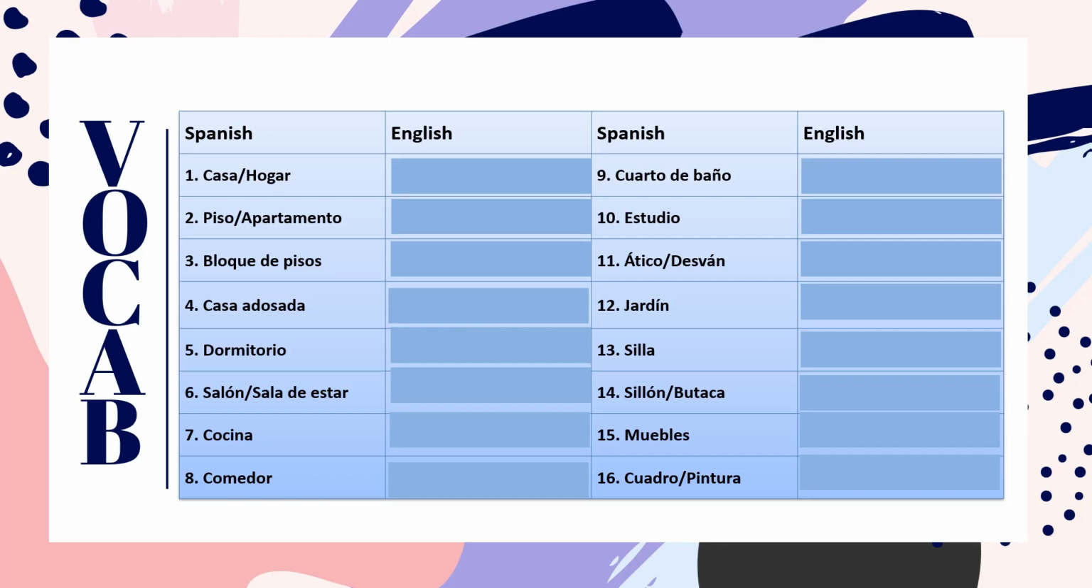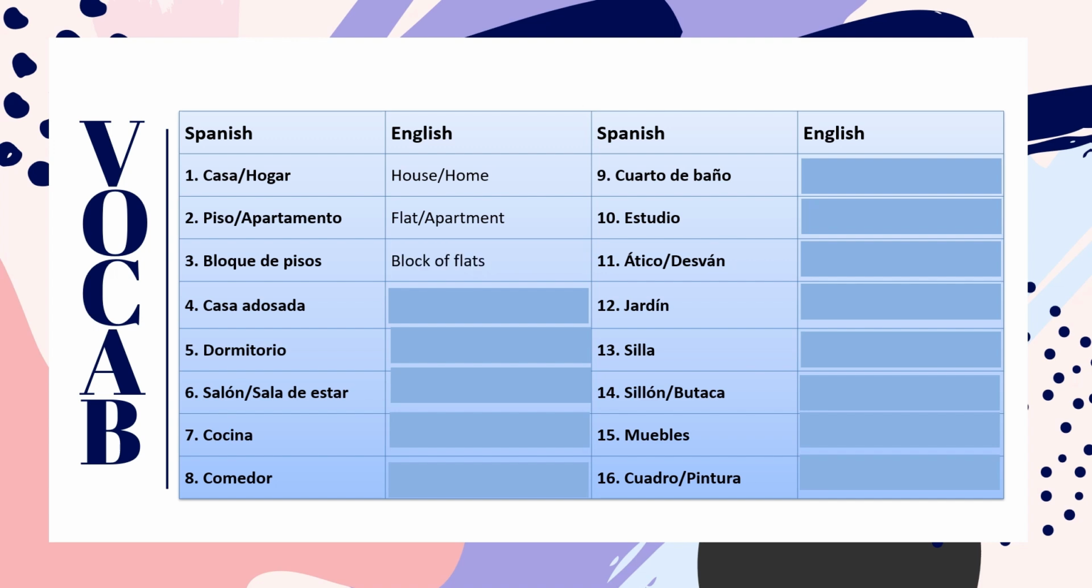So here are the keywords that we will be working with today. Pause the video now and see how many you already know. Okay, so las respuestas. Casa or hogar is a house or home. Piso, apartamento, a flat or apartment. Un bloque de pisos is a block of flats. Una casa adosada is a semi-detached or a terraced house.